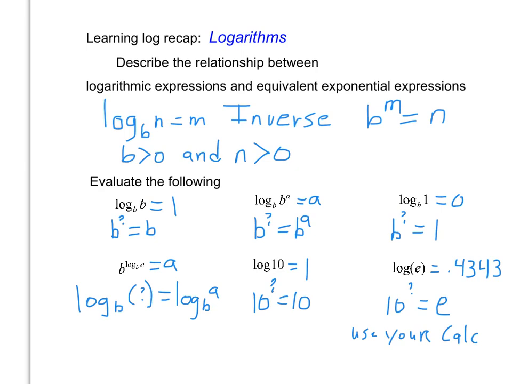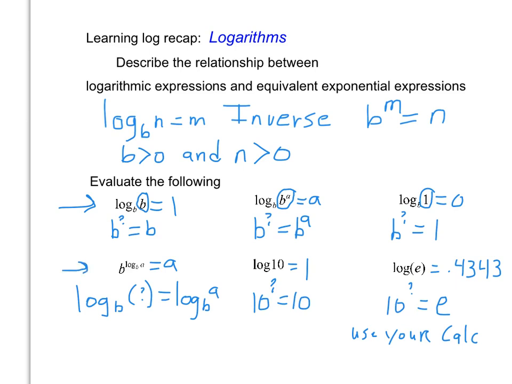Okay, welcome back. Here are your answers. You can take a look at that first row. Pretty straightforward. Your base is always b, so b to some power has to equal b. Well, that has to be 1. Here, b to some power has to equal b to the a. Well, that exponent has to be a. And b to some power has to equal 1. Well, anything to the 0 power equals 1.